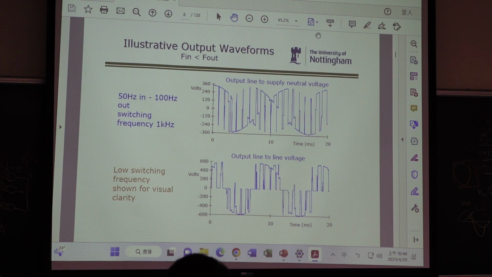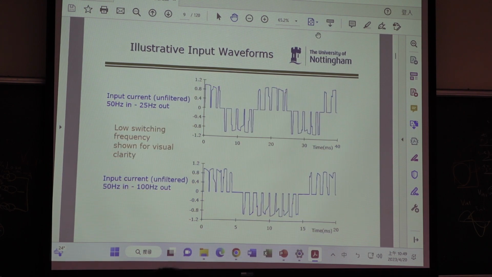So if you have 10 milliseconds, then it is 100 hertz. So output is 100 hertz. So we can see the output line to line voltage. Okay, so this is 50 hertz to 25 hertz. So you can see this is 25 hertz. For the time interval, it is 40 milliseconds. So you can see for a cycle, it is 40 milliseconds.